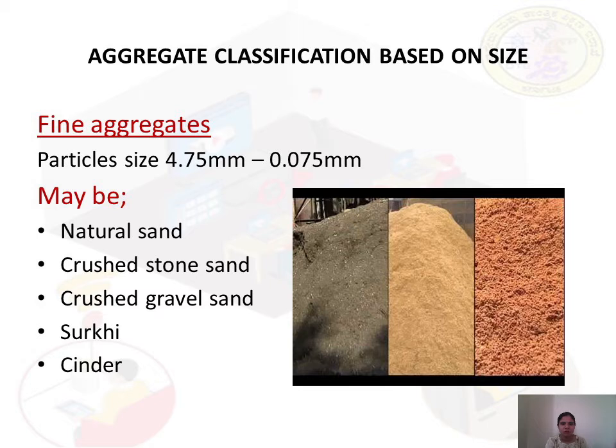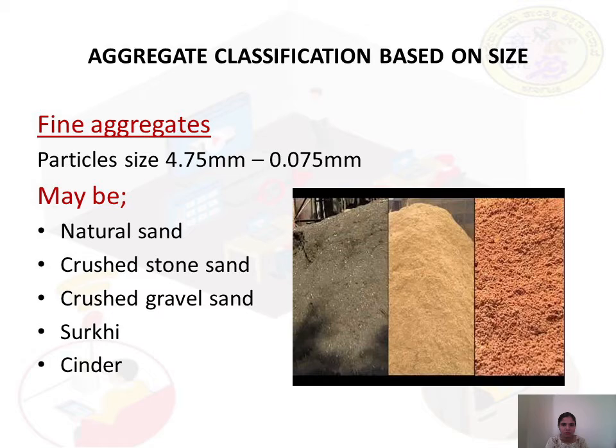Surki. Surki is the powder obtained from burnt bricks, can also be used as fine aggregate. And cinder. It is the slag which is obtained from metal furnace. So these are all the fine aggregates.